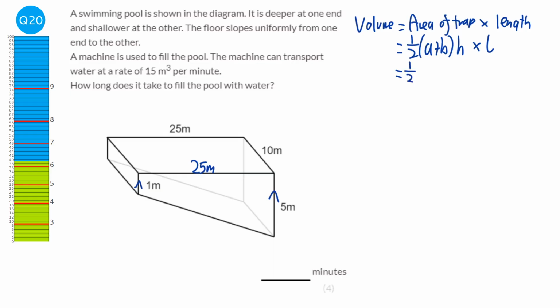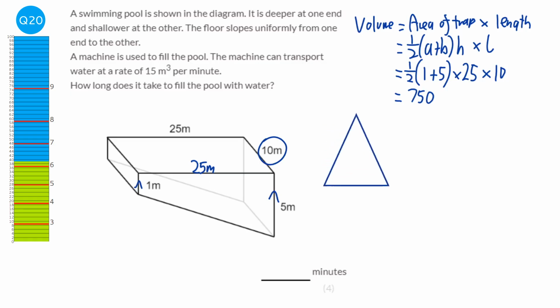So it's going to be half, and then we're going to add 1 and 5, times that by 25. The length is how 3D it is, so it would be that 10 there. So we're going to times that by 10. And that will give us 750. So it's 750 meters cubed. Now, there is a little formula we can make for the rate. So the rate of anything, or for this, will be the volume gained over time.